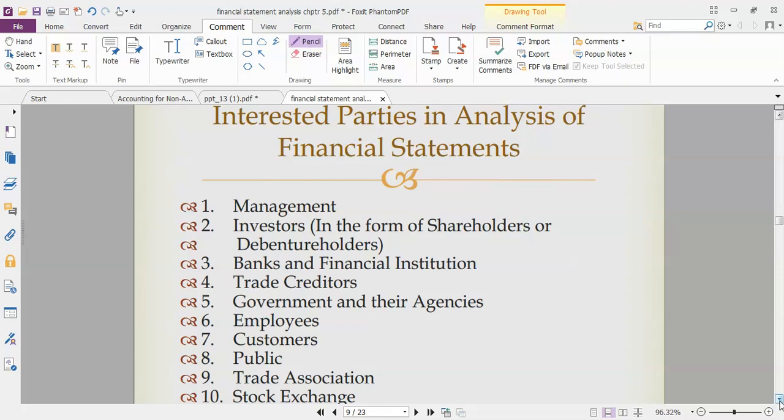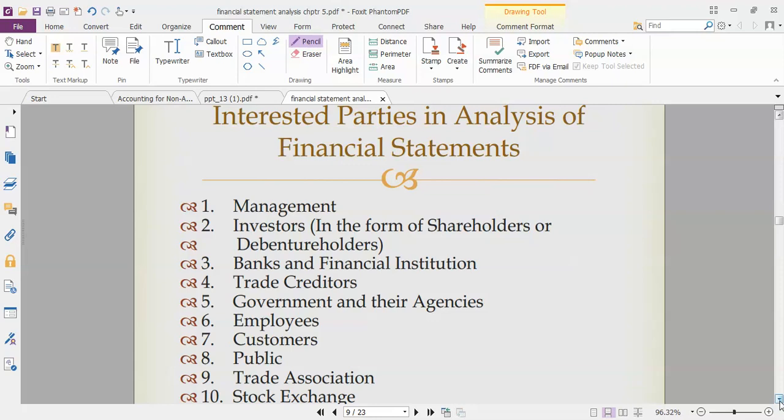Banks and financial institutions, of course, want to know the solvency of the companies. If the company wants to make a loan with the bank, the bank should know the status of the company itself, whether the company can pay back their loan or not, whether the company will meet the obligations to pay the interest and principal every month or not. So trade creditors also, government and the agency.